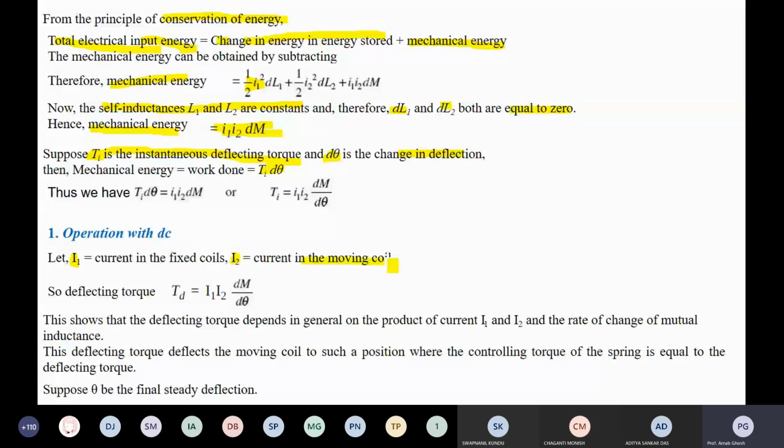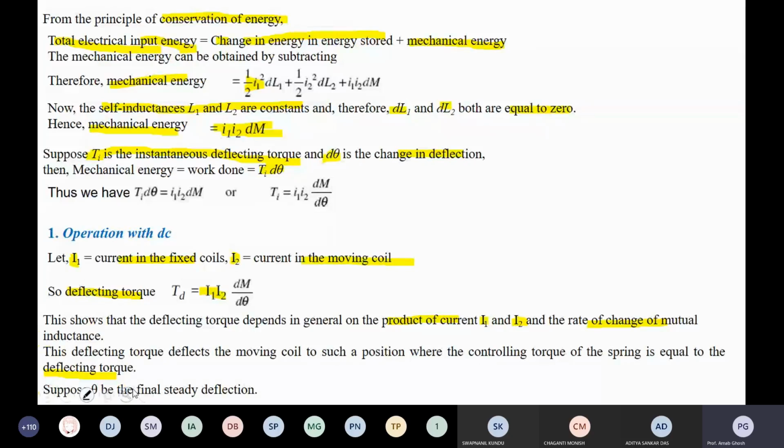So the deflecting torque will be TD equals I1 I2 dM/dθ. This shows that the deflecting torque depends in general on the product of the currents I1 and I2 passing through the coils and the rate of change of mutual inductance. This deflecting torque deflects the moving coil to such a position where the controlling torque of the spring is equal to the deflecting torque.